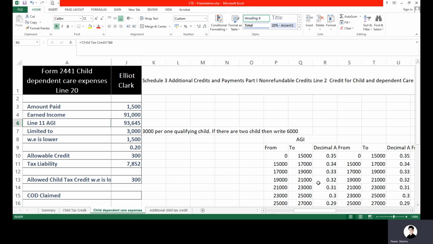So this is it, from here we get the additional child tax credit. This was it about.